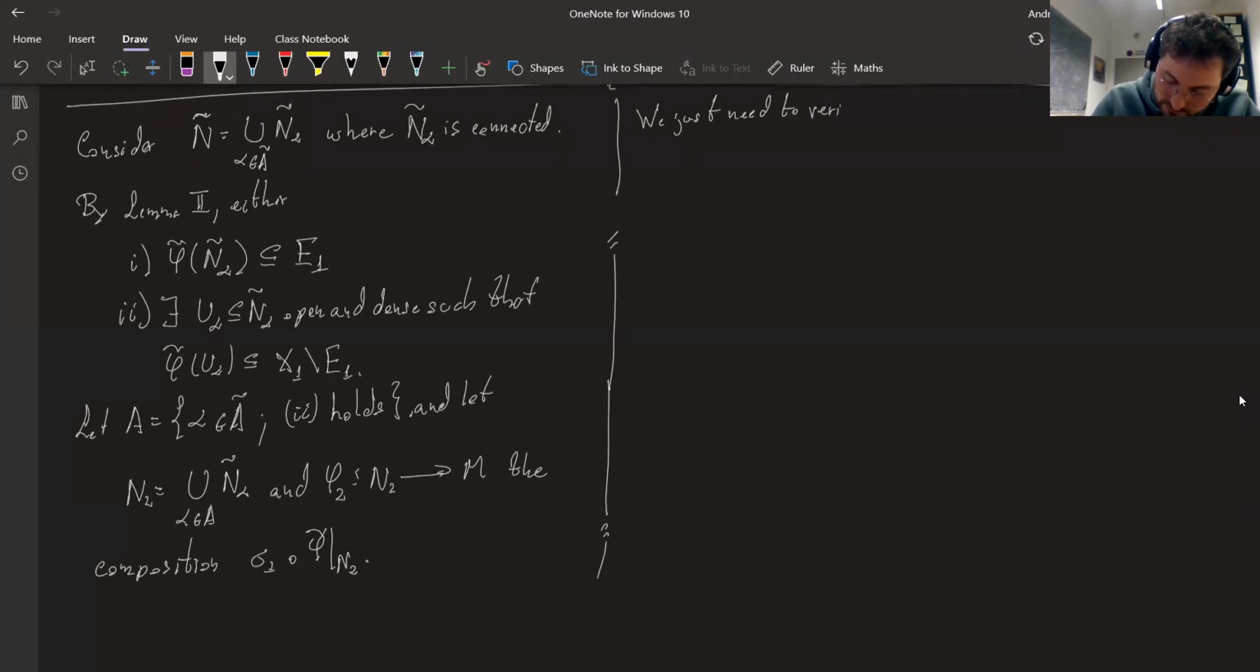To verify that, in this case, phi2 of N2 is equal to x minus E0 union with C1 bar, right? So if we verify this, then all of the other parts are going to follow almost immediately.